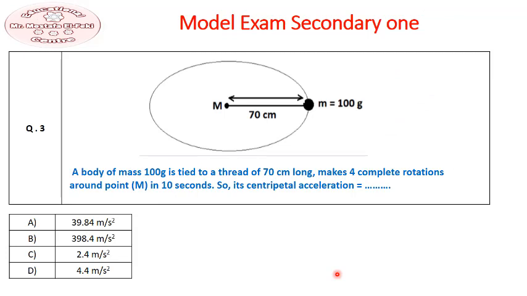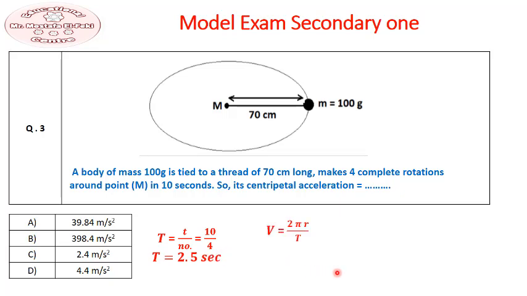Question 3. A body of mass 100 gram is tied to a thread of 70 centimeter long. It makes 4 complete rotations around the center point M in 10 seconds. So its centripetal acceleration equals velocity square divided by r. But at first, we must calculate the periodic time. Periodic time equals the total time divided by the number of rotations. The total time 10 divided by 4 complete rotations equals 2.5.